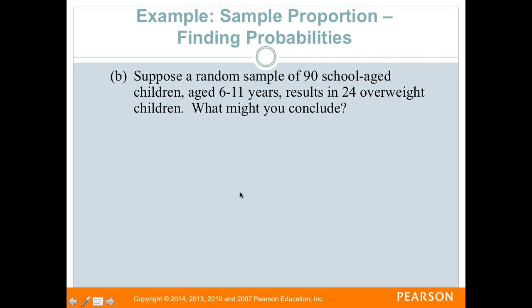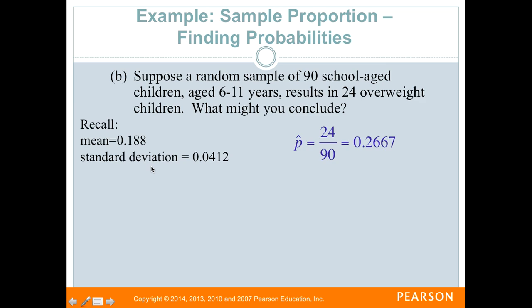All right, now let's look at this case where we have a random sample of 90 school-age children and we have results. So let's say that 90 school-age children were looked at and 24 of the 90 were overweight. We want to figure out what we might conclude. If you think about this one, we still know our mean, we still know our standard deviation. In this case though, our p hat, that's our sample proportion, is the 24 overweight children divided by the total number in our sample. And so we got a sample proportion of 0.2667.